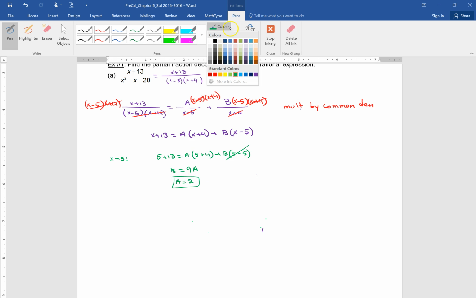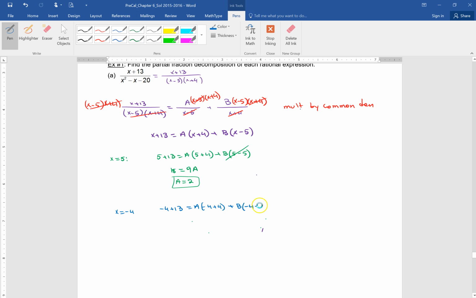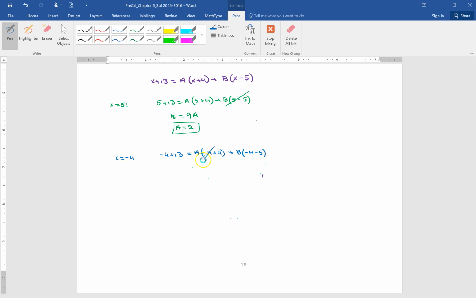Now I do the same thing, but I want to get rid of the other parenthesis. Now I want to get rid of the x plus 4. What can I plug in here to get rid of that? Negative 4. So I make x negative 4, and I say negative 4 plus 13 is equal to A times negative 4 plus 4 plus B times negative 4 minus 5. All right, the A term now goes away entirely. So I have 9 is equal to negative 9B, right?